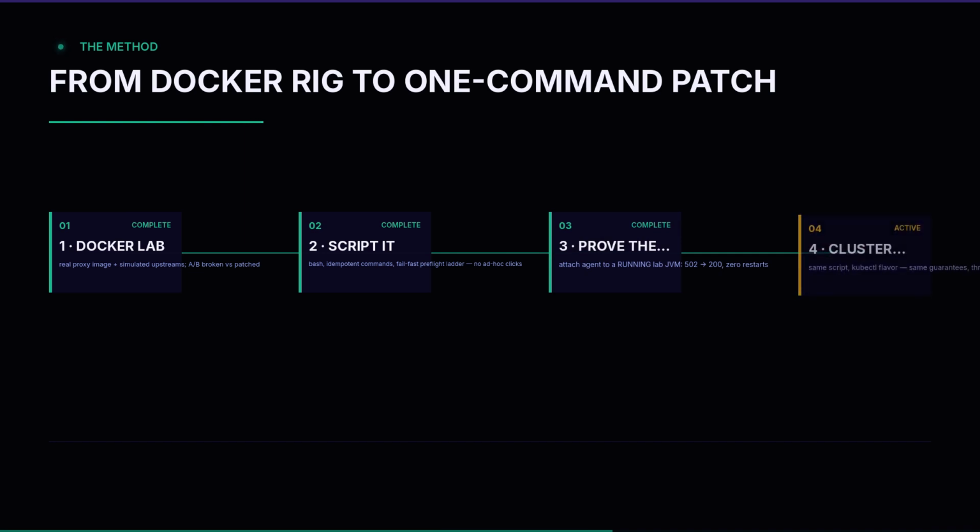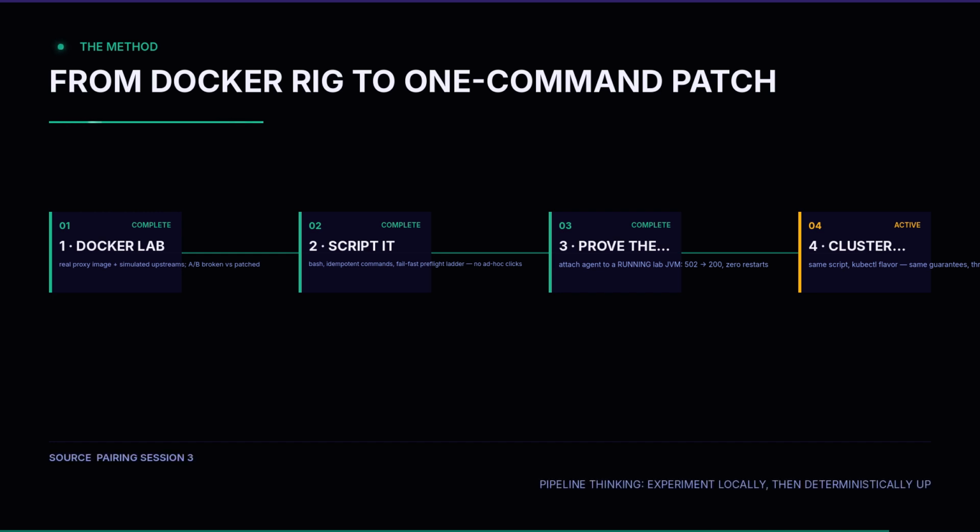Attach a patching agent to a running, broken Java process, and the same request goes 5002 to 200 with no restart. Only then did the same script, in its cluster flavor, get pointed at the real pre-production pods.